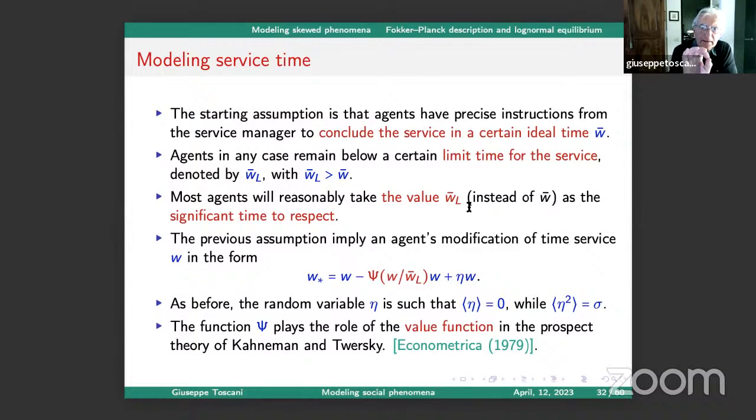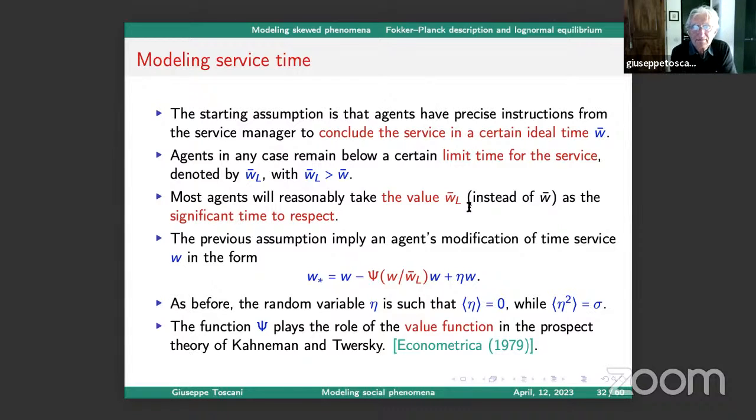And this, of course, is not obvious, that you can do this in this ideal time. You can use more time, and in any case, you have to fix some limit time for the service. And this limit time is denoted by this W_L with the bar.